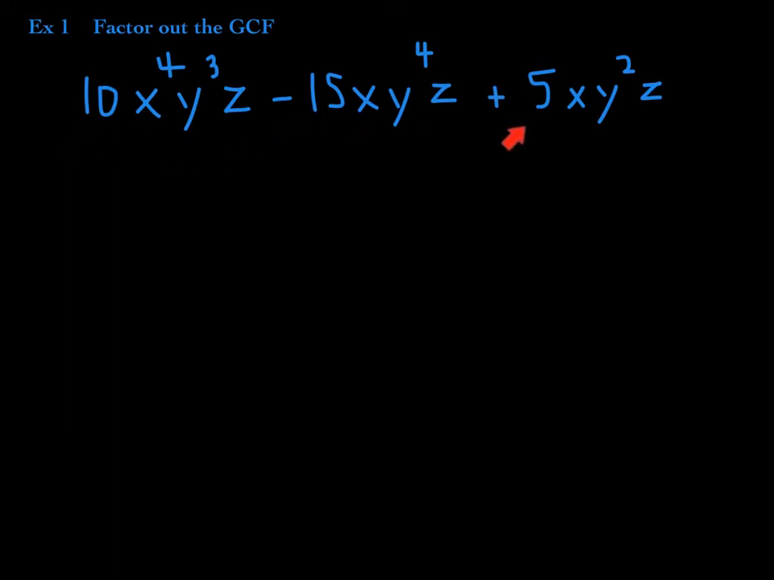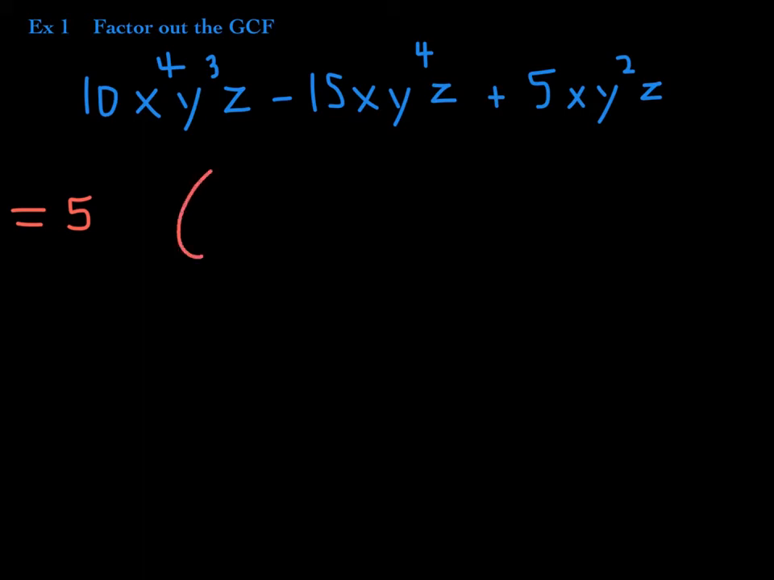That is to say, the largest number that can be divided into 10, negative 15, and 5. That would be 5. 5 goes into 10, 5 goes into negative 15, and 5 goes into 5. So 5 is the GCF with respect to the coefficients only. So what I'm going to do is I'm going to say this trinomial is equivalent to factoring out a 5. Now let's leave some space here. Leave some space for the variables that we'll factor out in just a minute.